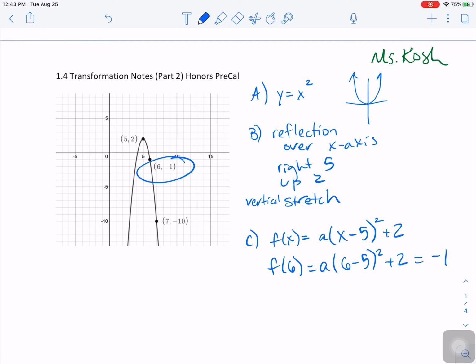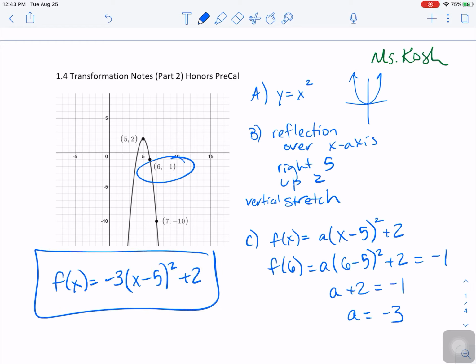So I have 6 minus 5 is 1, squared is 1, so this is a plus 2 is equal to -1. Subtract 2, a is equal to -3. So now our final answer becomes f of x is equal to -3 times x minus 5 squared plus 2. And that was the answer to part C.